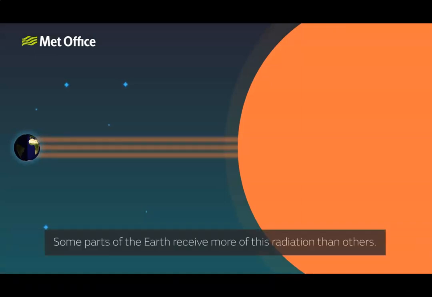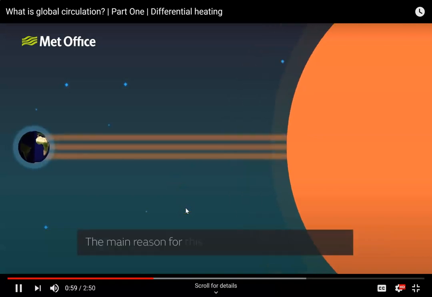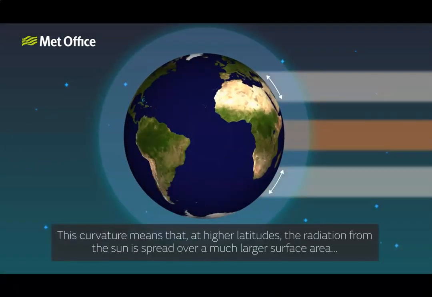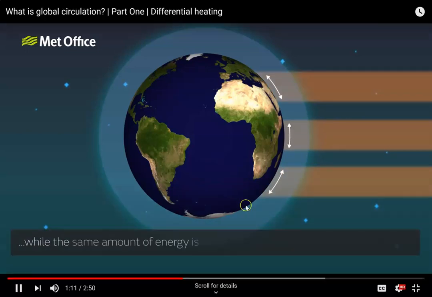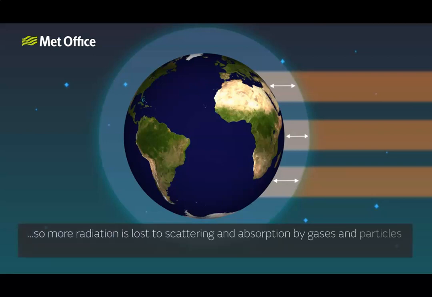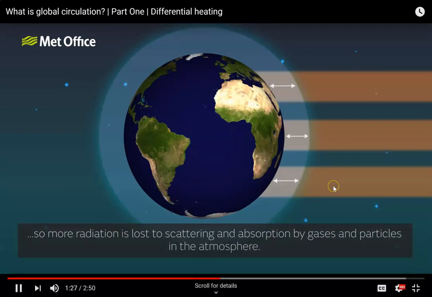Some parts of the Earth receive more of this radiation than others. The main reason for this is the curvature of the Earth. This curvature means that at higher latitudes, the radiation from the sun is spread over a much larger surface area, while the same amount of energy is much more concentrated near the equator. The radiation also travels through a greater depth of atmosphere nearer the poles in comparison to the equator, so more radiation is lost to scattering and absorption by gases and particles in the atmosphere.